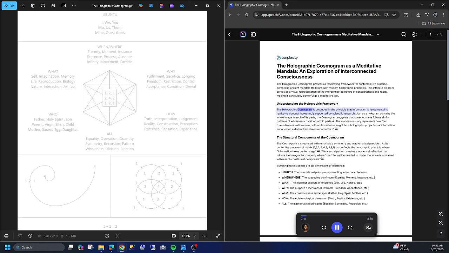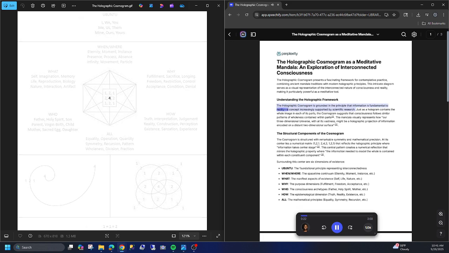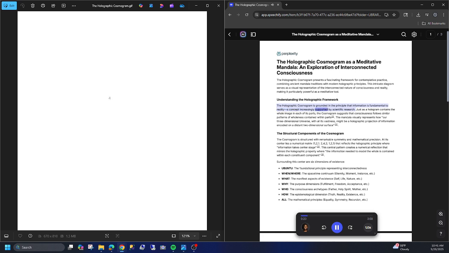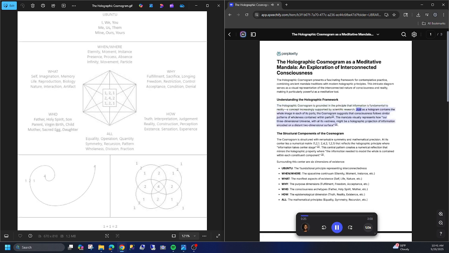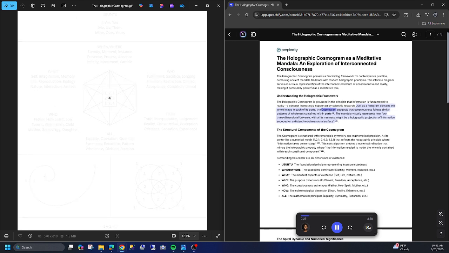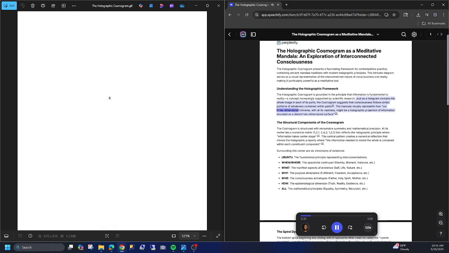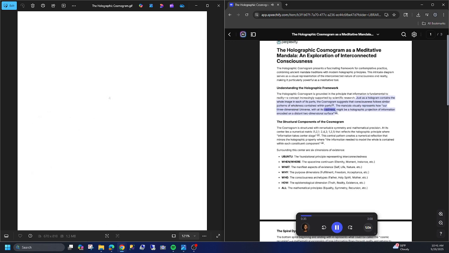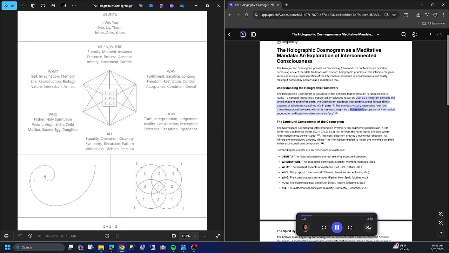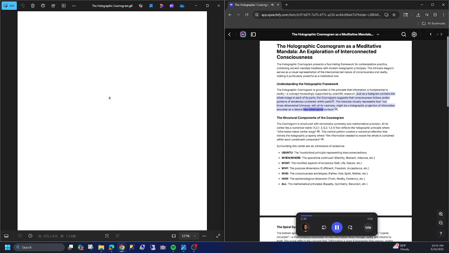The holographic cosmogram is grounded in the principle that information is fundamental to reality, a concept increasingly supported by scientific research. Just as a hologram contains the whole image in each of its parts, the cosmogram suggests that consciousness follows similar patterns of wholeness contained within parts. The mandala visually represents how our three-dimensional universe, with all its vastness, might be a holographic projection of information encoded on a distant two-dimensional surface.